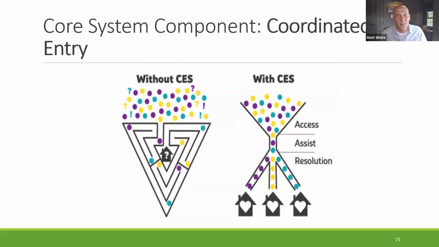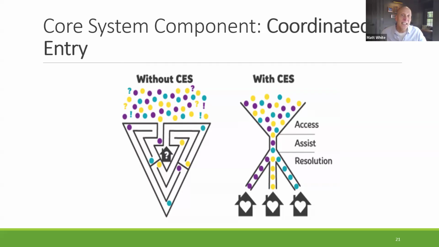All of the responsibility was on individuals who were in the midst of their own crisis, and they had to figure out, well, what am I eligible for? Where do I go? How do I get there? What's the next step in my rehousing pathway?